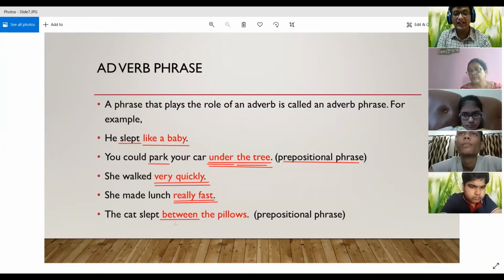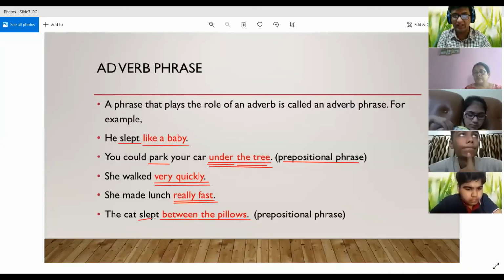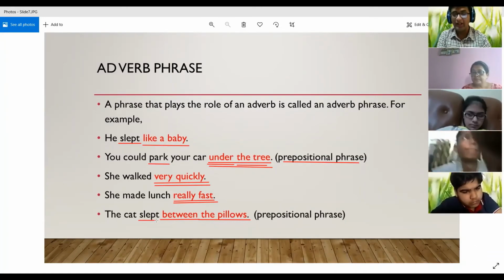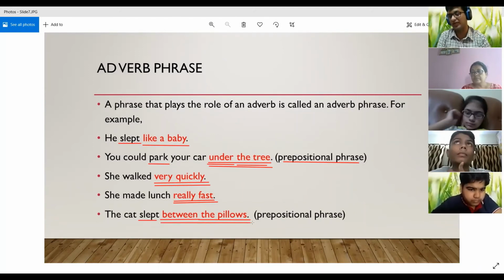Now, the cat slept between the pillows. So now, if you see between the pillows, this is telling us about the place where the cat slept. Slept over here is again the verb. And where the cat slept, it slept between the pillows, which is telling the place of the action. So it is acting as adverb of place. The phrase between the pillows is acting as adverb of place.